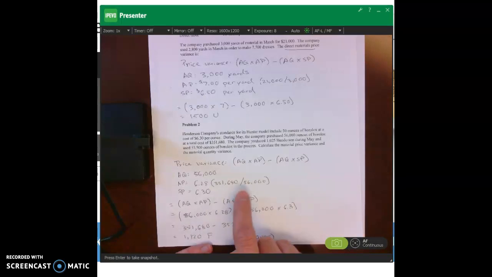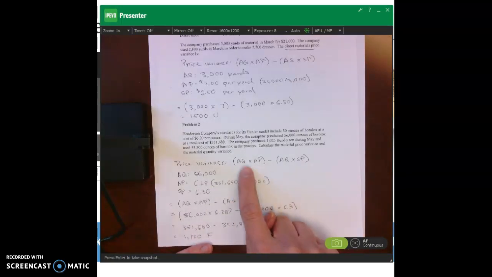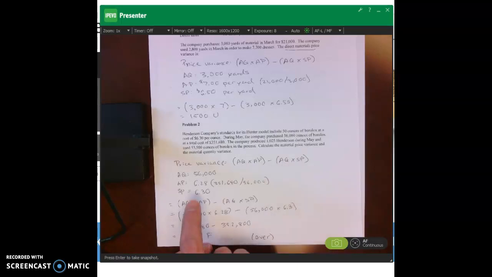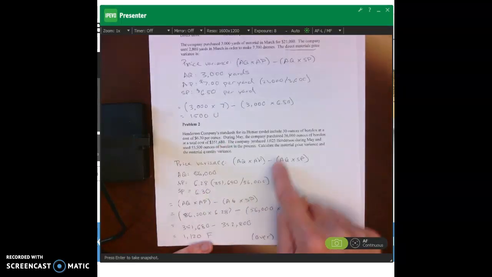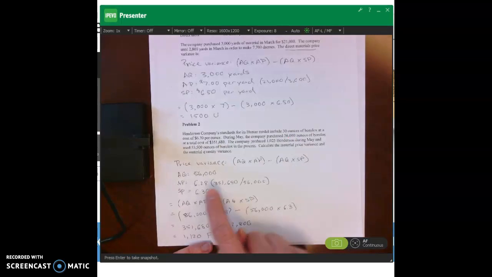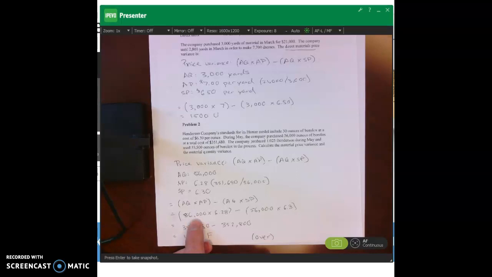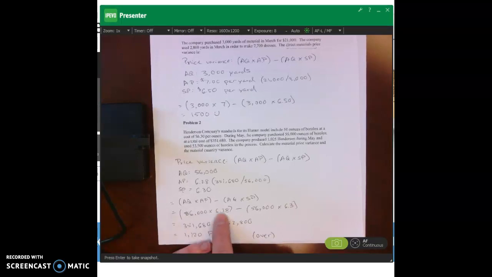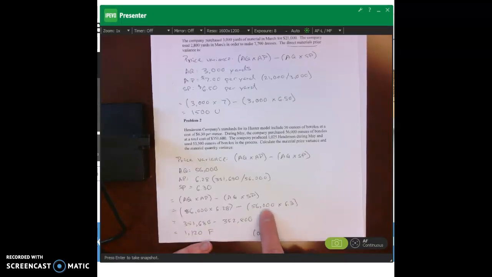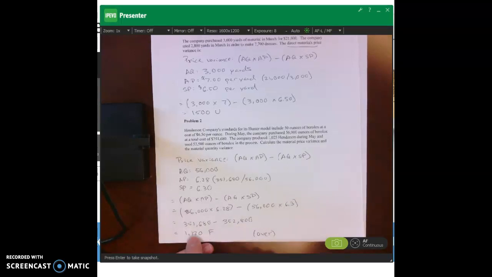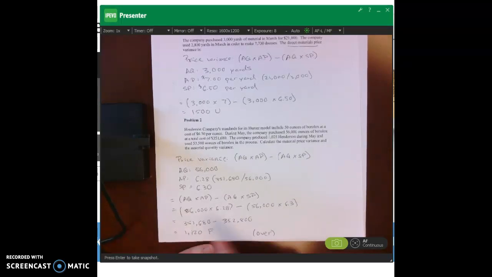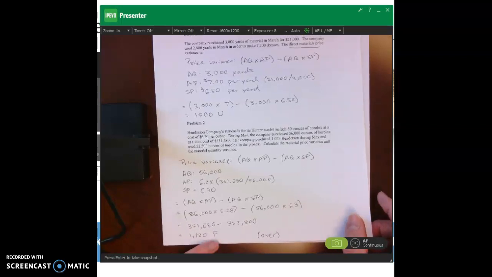In terms of the price variance, we use our price variance formula: AQ times AP minus AQ times SP. AQ is 56,000. Our AP is $6.28, the total right over here divided by the total purchased. Standard price is given to us at $6.30. We take the 56,000 times $6.28 minus 56,000 times $6.30. Then we take the absolute value. That gives us the 1,120, which is a favorable variance.